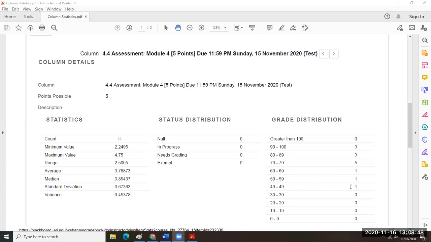So good day. Today is Monday, the 16th of November, and we're going to first conduct a quick review, an item analysis of the 4.4 assessment, the Module 4 assessment, the first version. Does anybody have any questions or interests to cover before we get started?